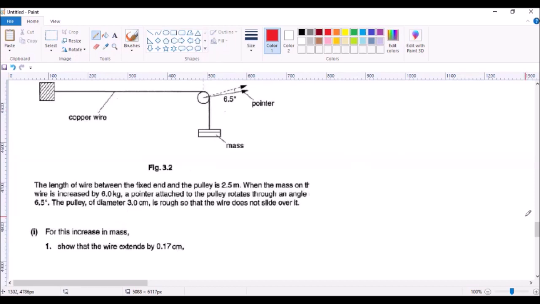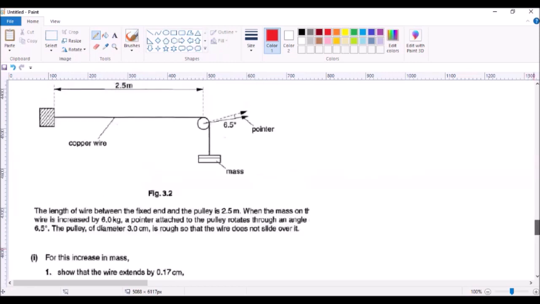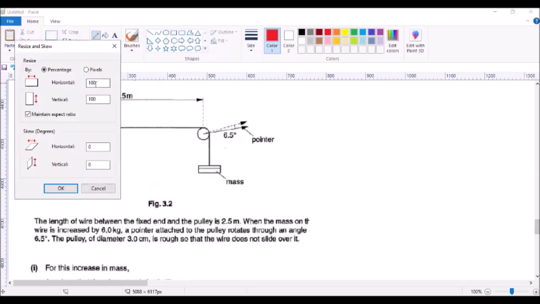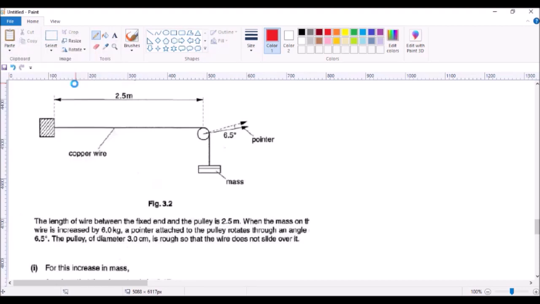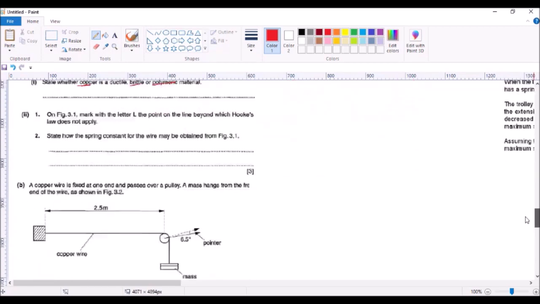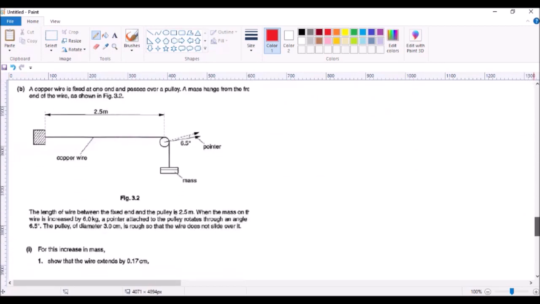Okay. Is the question making sense? Let me resize here and reduce it, otherwise I can't see the whole question. Okay, that's a lot better.